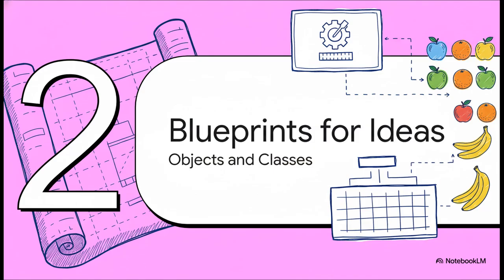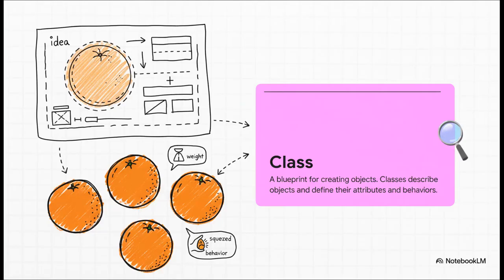Okay, but what if you're building a system with thousands or even millions of similar objects? Say, an inventory system for a huge fruit farm. You're not going to define every single orange from scratch, right? No way! You need a blueprint. In OOP, that blueprint is called a class. Now, this is a key distinction. A class isn't the object itself, it's the idea of an orange. It defines that an orange has a weight and that it can be squeezed. The actual oranges sitting on your table, those are the individual objects, all created from that one single blueprint.